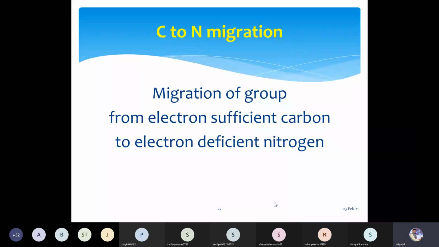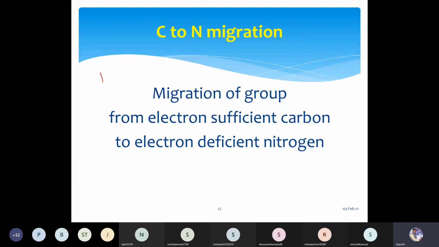If the lone pair of electrons of nitrogen is donated to another atom, then nitrogen is electron deficient. Okay, fine. Or any other case? He has rightly said, if nitrogen has donated its electron, then we can say nitrogen is electron deficient.